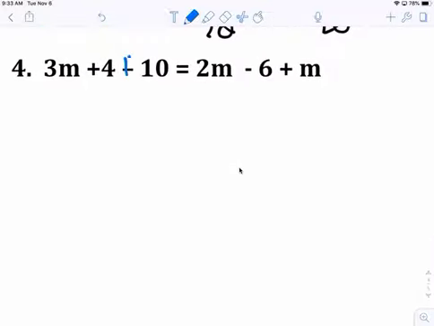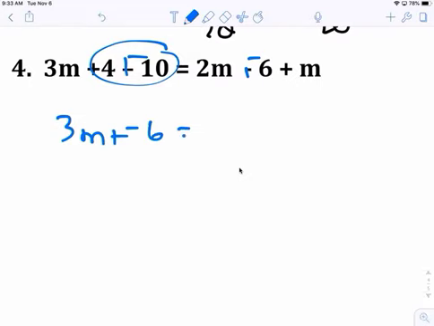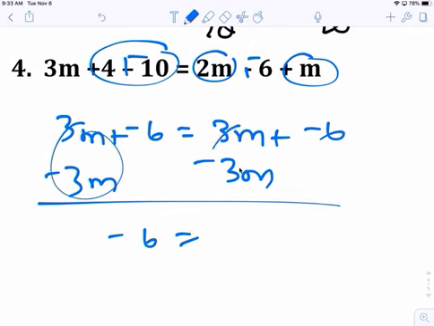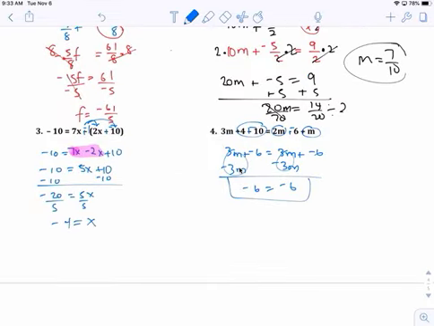Here, right here, 3m plus negative 6 equals 3m plus negative 6. Infinite solutions, right? Negative 3m, because negative 6 equals negative 6. The coefficients are the same and the constants are also the same on both sides. That's it.